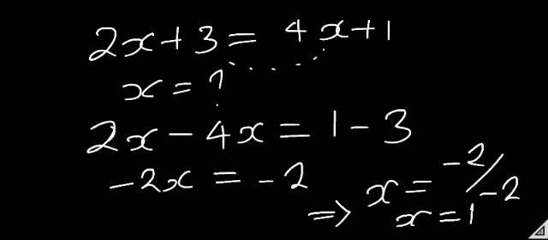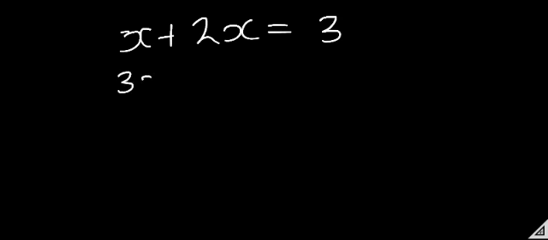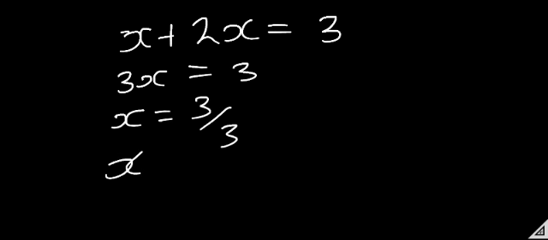Let's take one more example, and we go. If I say x plus 2x is equal to 3, find the value of x. We know that this is x and this is x, so this will be 3x is equal to 3. So that will be x is equal to 3 over 3. X is equal to 1, right?